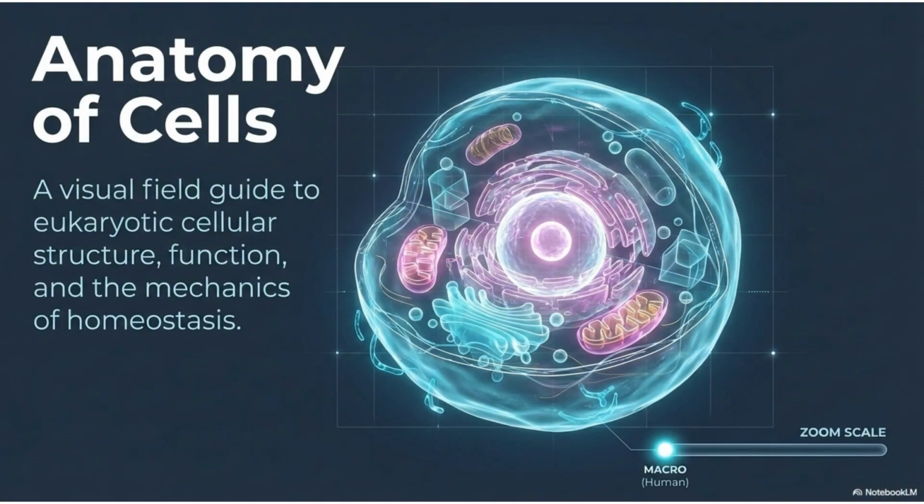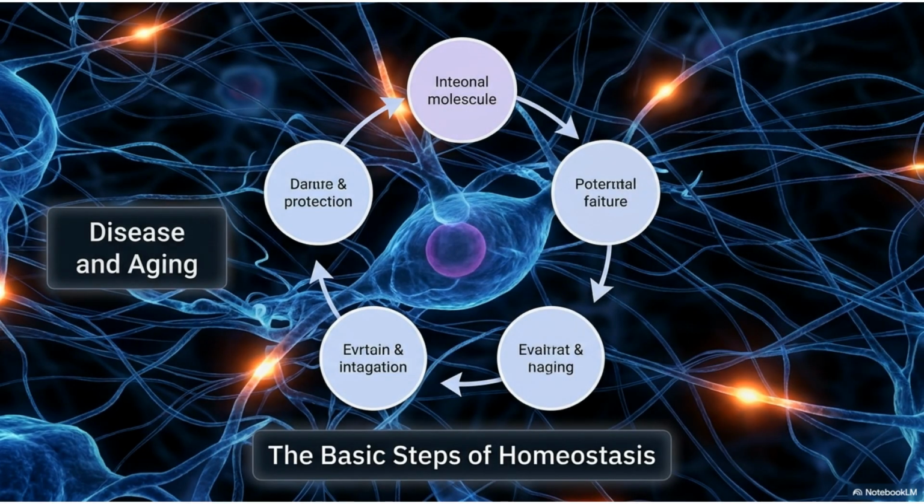Welcome to this video on the anatomy of cells. We will explore eukaryotic cellular structure, function, and the mechanics of homeostasis. Homeostasis, the maintenance of a stable internal environment, is a basic biological necessity. Changes in cellular processes can lead to disease and aging.